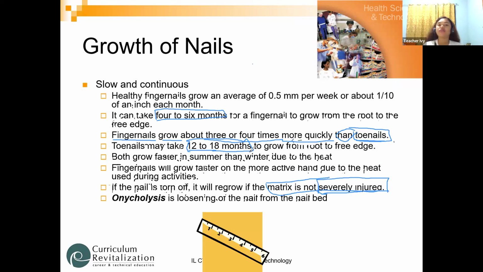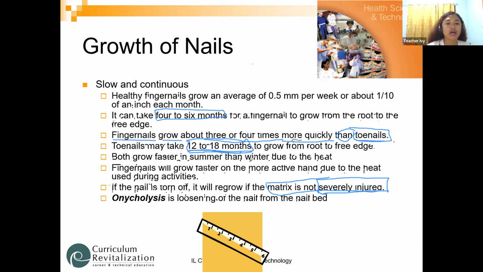While if we say toenails, how many months do the toenails take to grow, Phoebe? Um, 12 to... 12, I'm sorry, months. Phoebe, I cannot hear you. 12 months. 12 to 18 months. All right, that is correct. But if it is fully injured, then it will no longer grow. So you should always be careful with the use of your nails.